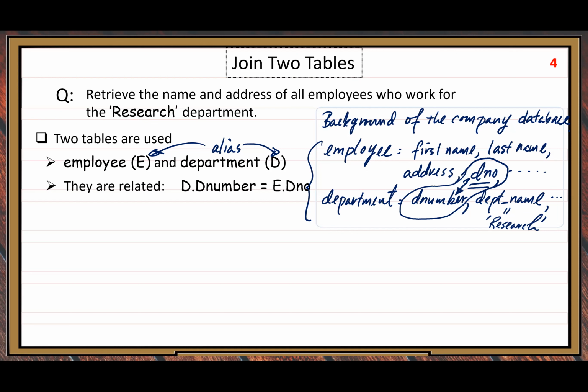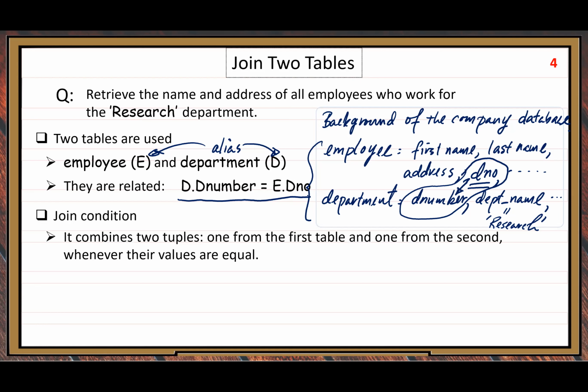Inside the department table, we take the D number value. That value should be equal to the employee table's D no number. That's what we call a join condition. Because we use this condition, we can join these two tables, the employee table and the department table. Simple way like this, okay? All right, that's the join condition.